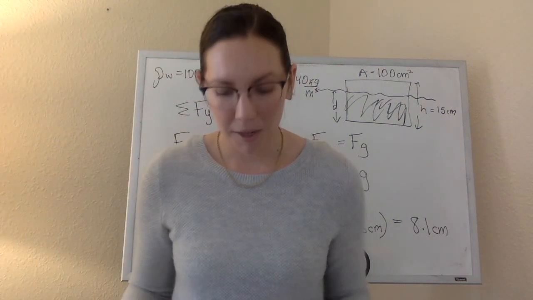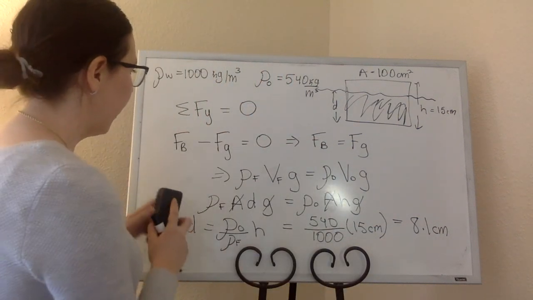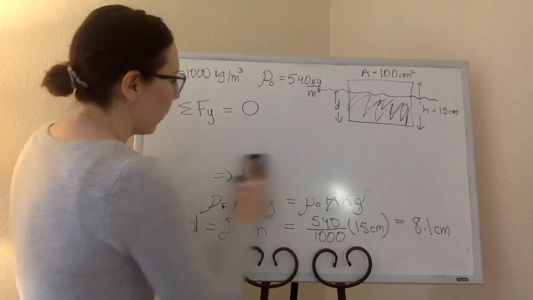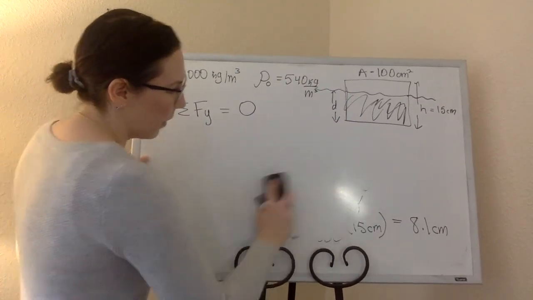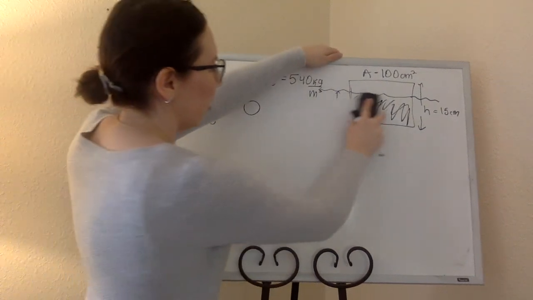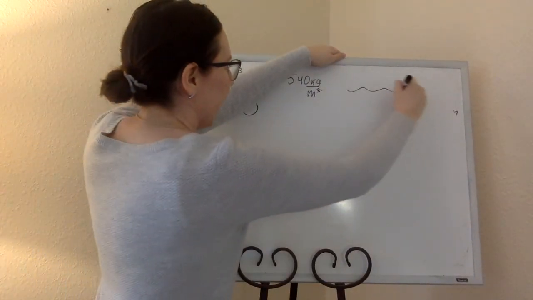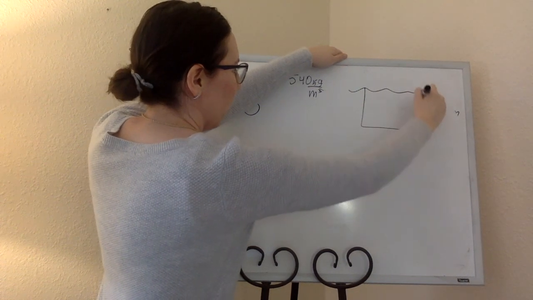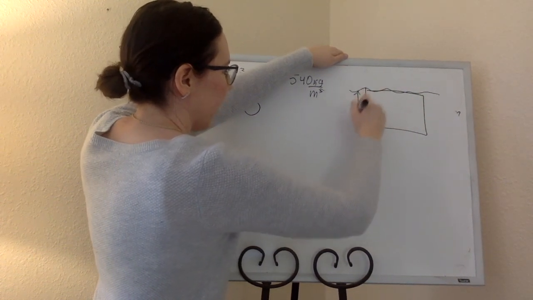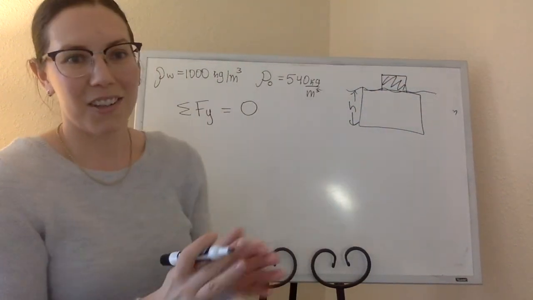All right, so the next part we're asked if we were to add a mass on the top of the wood, how much mass would we have to add so that it is just at water level? So I'm just going to change this diagram up here. Now it looks like this. The wood is at the water level, so this is H, and we've placed an extra mass on top.